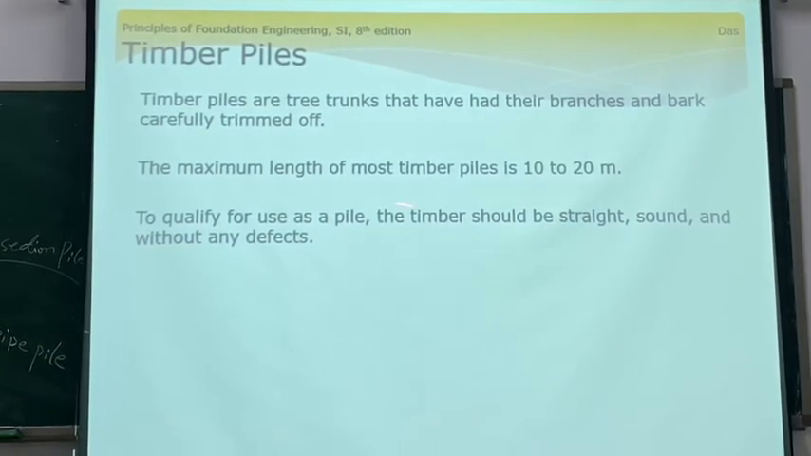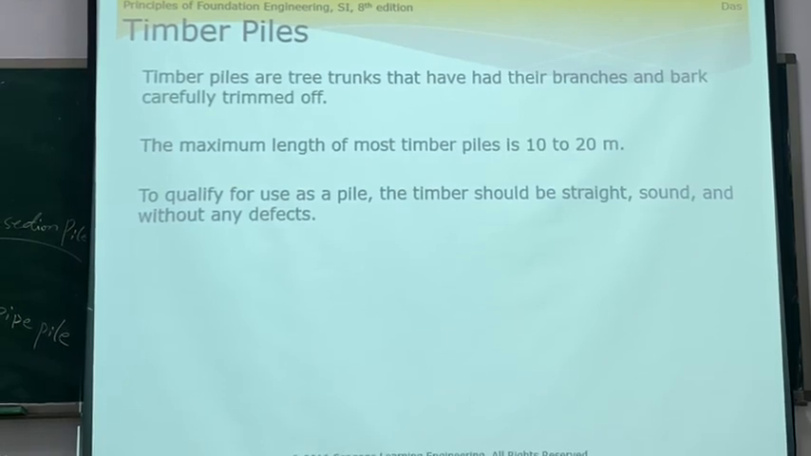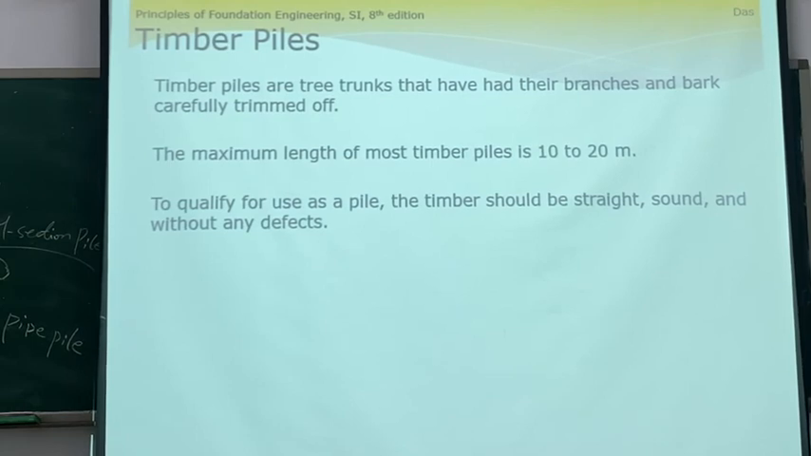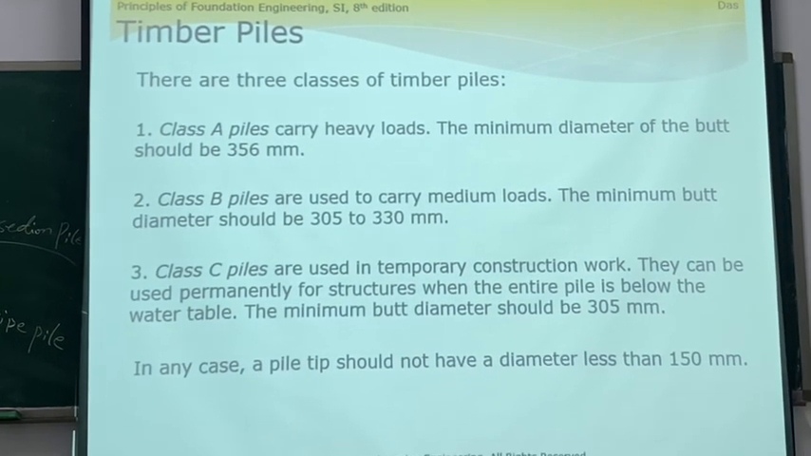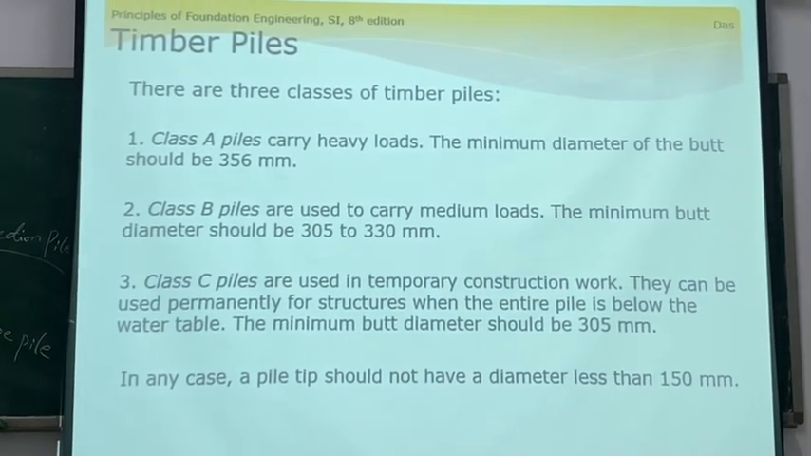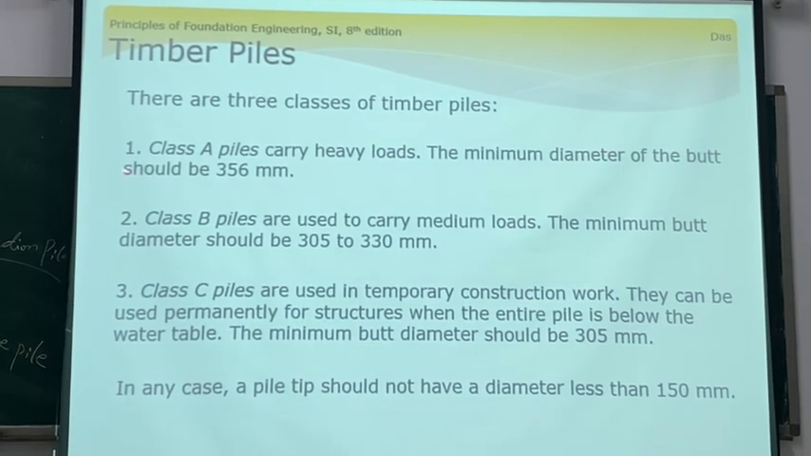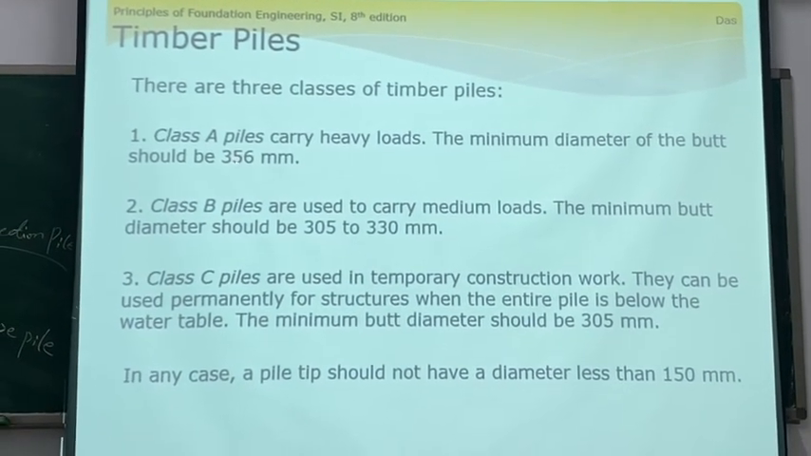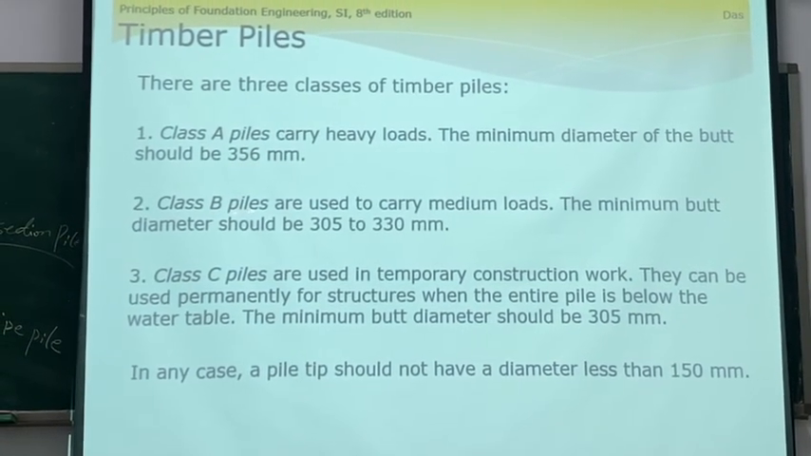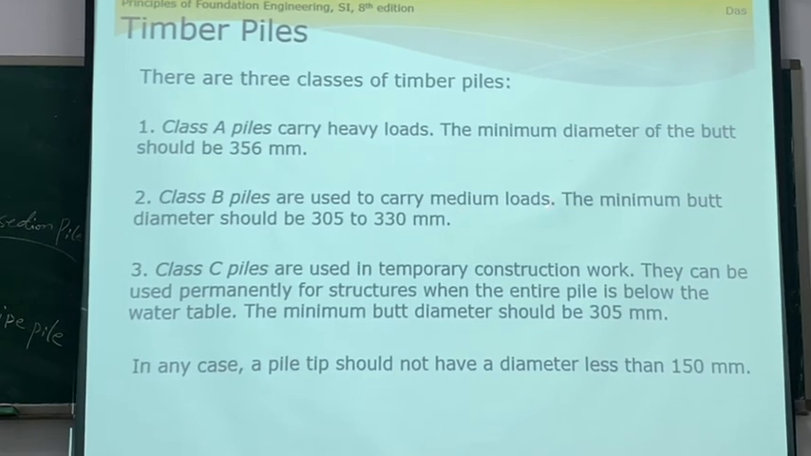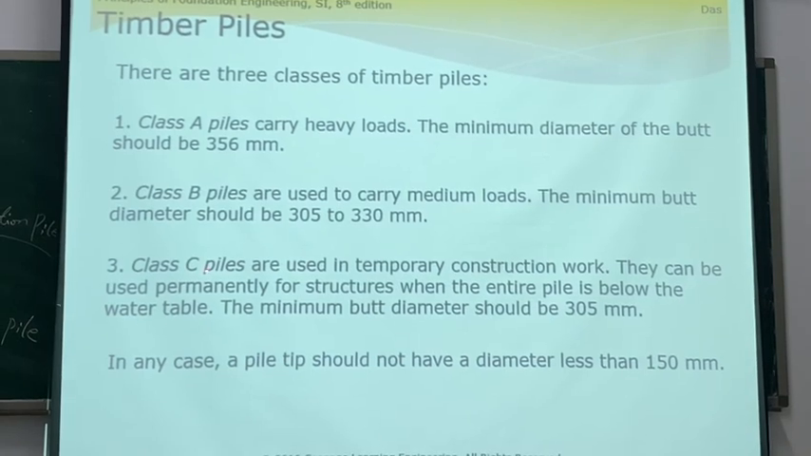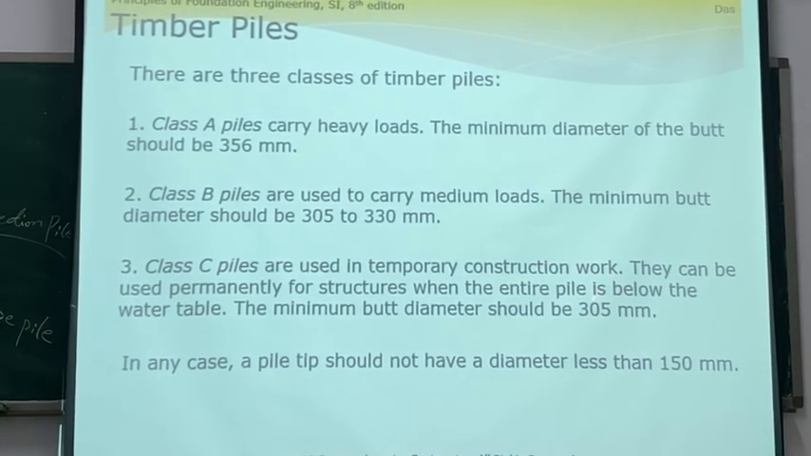When you use this tree as a pipe, you can deal with the tree, just to cut some timber. This one pipe is heavy note. The minimum diameter of the pile should be 56 millimeters. Because B is because I use it to cover medial note. This is the diameter. Class C, because I use it in temporary construction work.